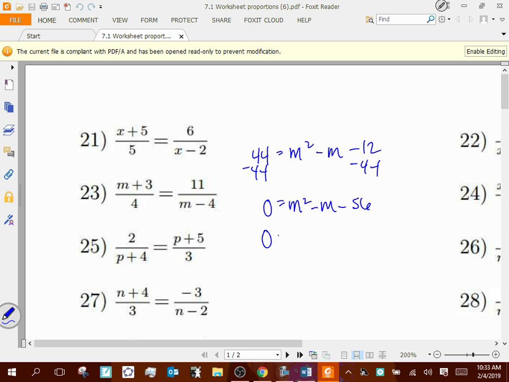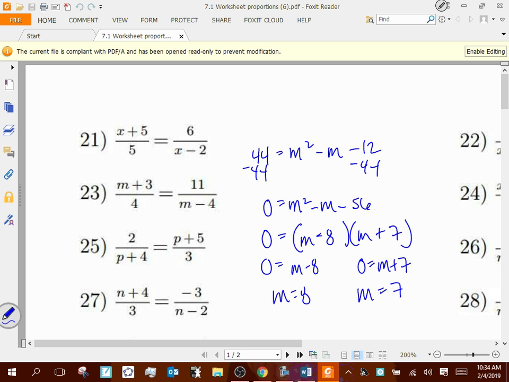Okay, so that's going to be 0 equals m, with that 7 and 8, so it'd be negative 8 and positive 7. So then I get 0 equals m minus 8 and 0 equals m plus 7. So m is 8 and negative 7, sorry. 8 and negative 7. You can check those if you like. I'm going to save a little bit of time and not do that.